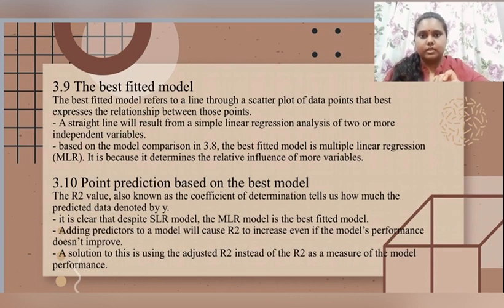Point prediction based on the best model. The R2 value, also known as the coefficient of determination, tells us how much of the data is predicted for y. It is clear that compared to the SLR model, the MLR model is the best fitted model. Adding predictors to a model will cause R2 to increase even if the model's performance doesn't improve.